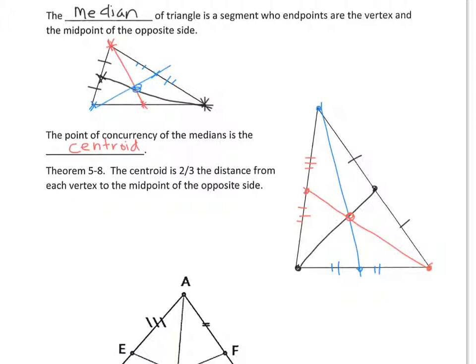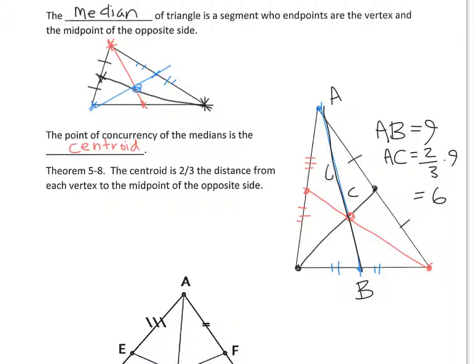So sometimes it helps to put numbers on it. So if the blue segment all the way across is 9, we'll write this as AB. If AB is 9, and we'll put a C in here, that means AC is 2/3 of 9. So 2/3 of 9 is 6. So this distance is 6. And this distance is 1/3, which is half of that. So half of 6 is 3. And that works because 6 plus 3 is 9.